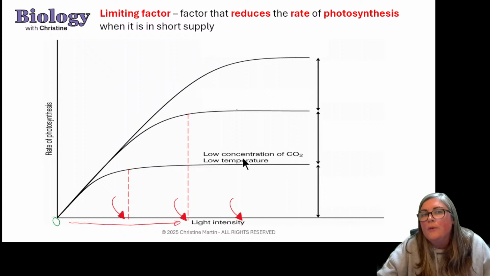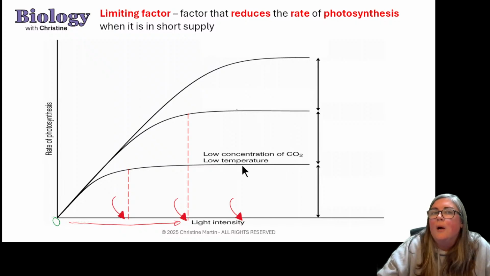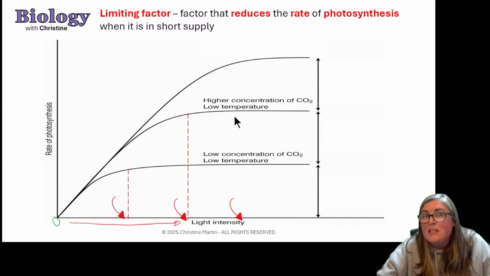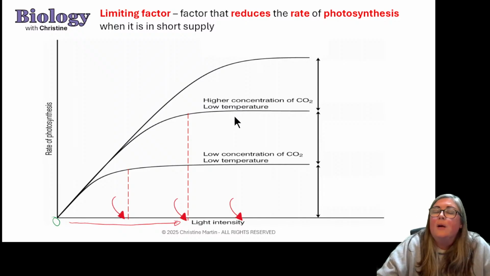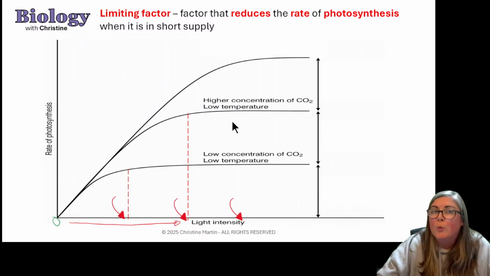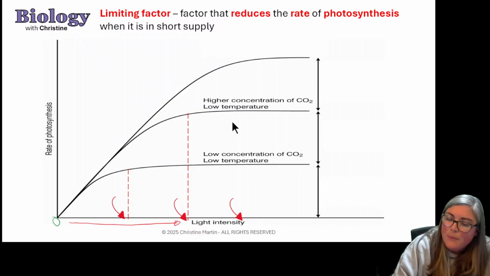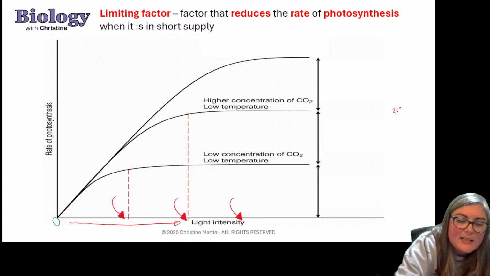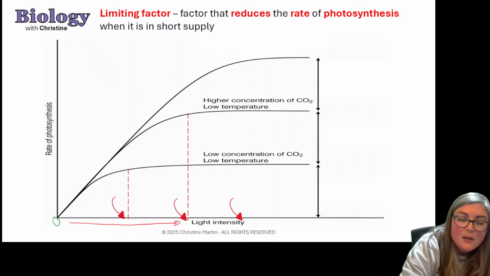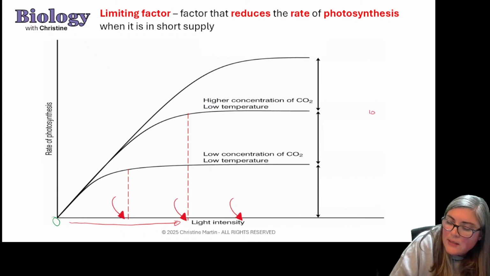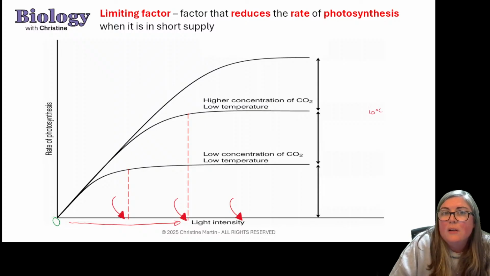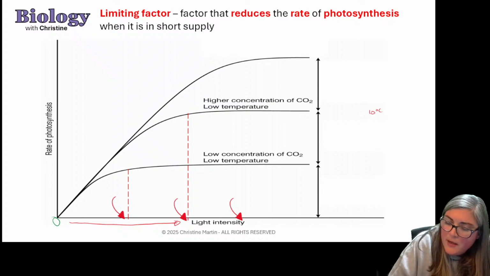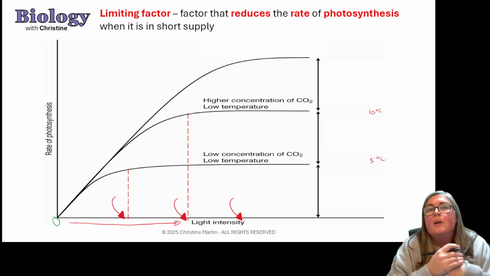So if I tell you that this line is low carbon dioxide concentration and low temperature, and this one is a high carbon dioxide concentration and a low temperature. So let's give an example. Let's go for 10 degrees C on this one. This one is 5 degrees C.